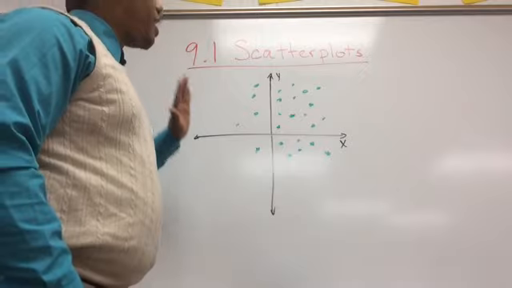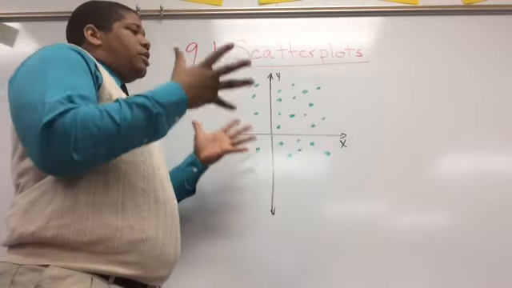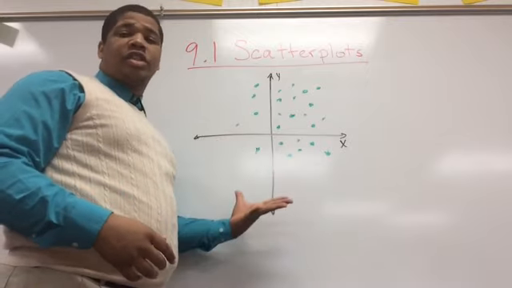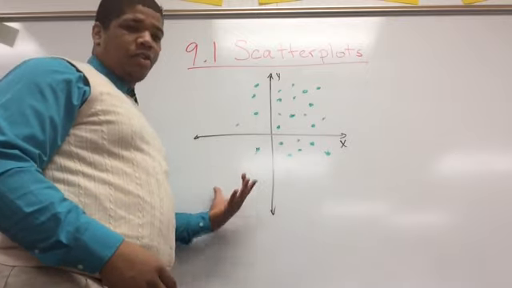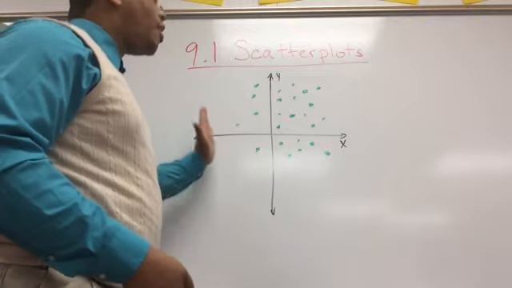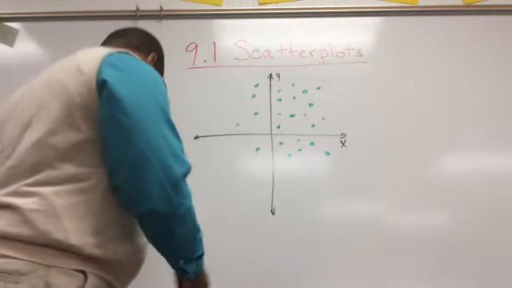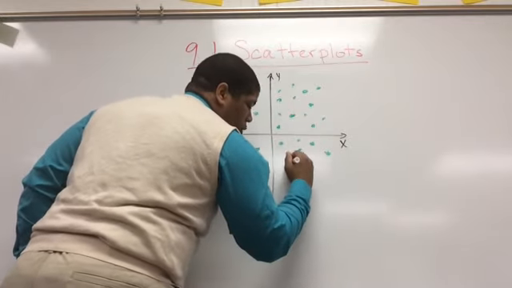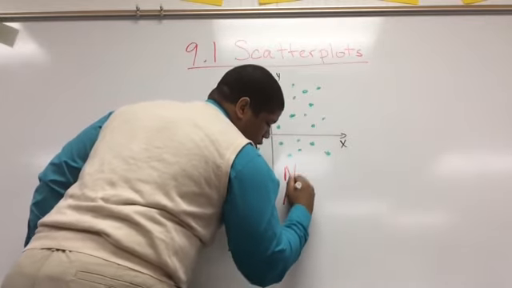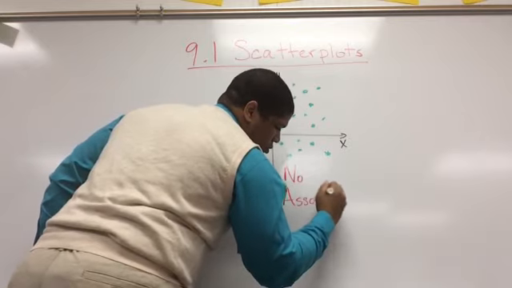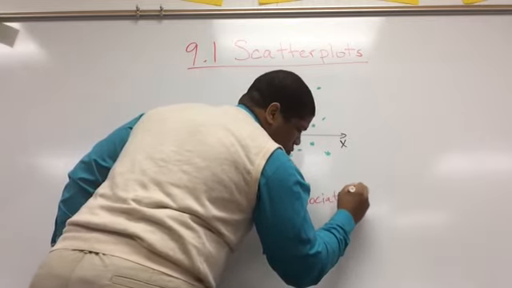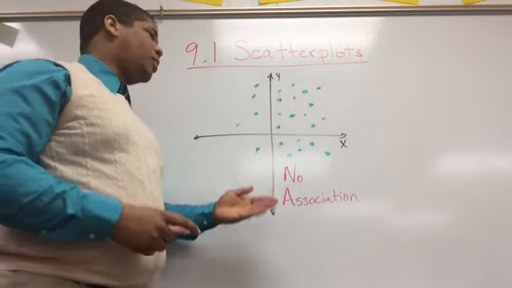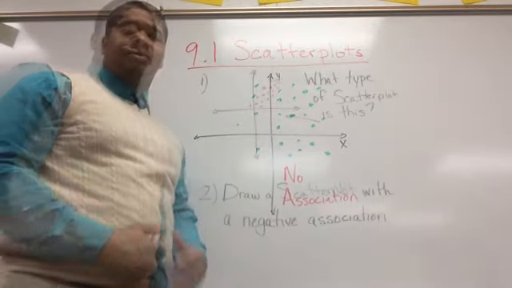So if we look at our graph now, we notice that there's no association between our points. We can't tell if x is increasing or decreasing, or if y is increasing or decreasing. So if we have points that are just scattered everywhere, we call that a scatter plot with no association. Which means that there's no pattern between our x and our y.